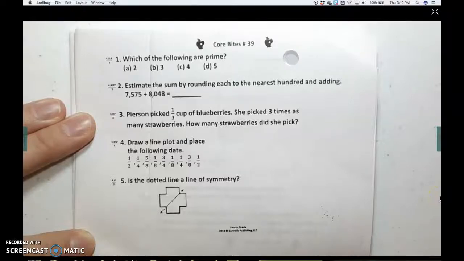All right, everybody, here is your Core Bites number 39. Please make sure you make your corrections on your paper.